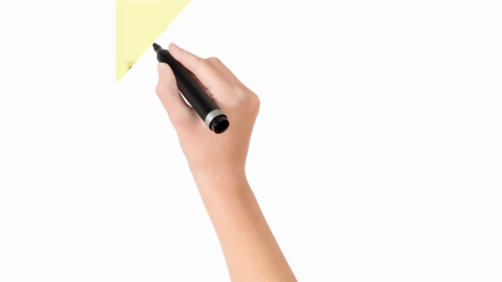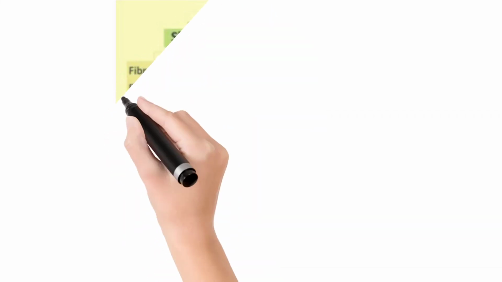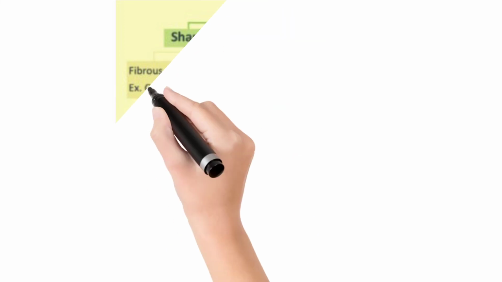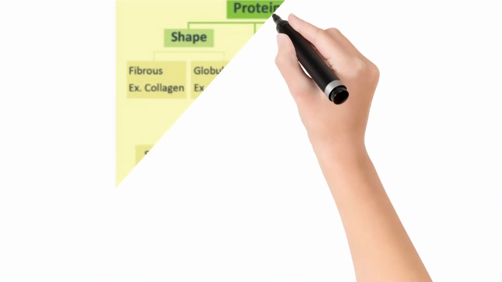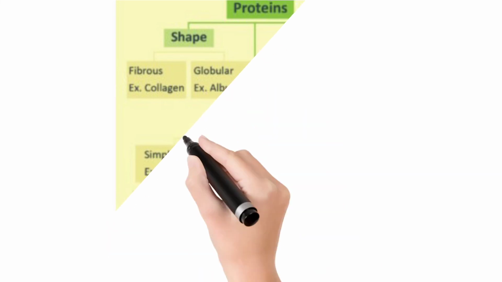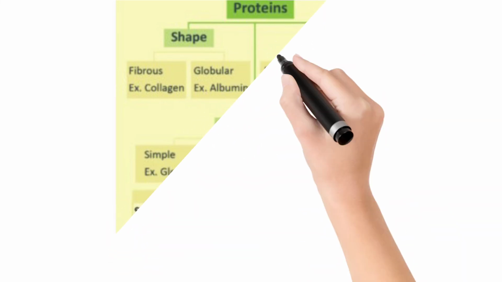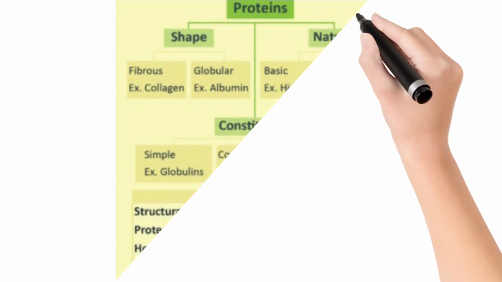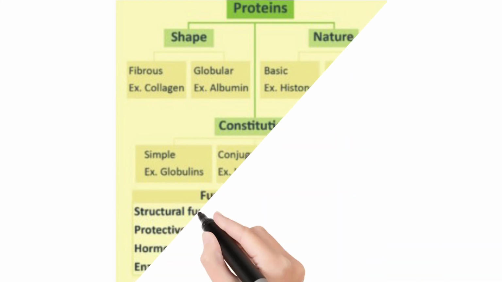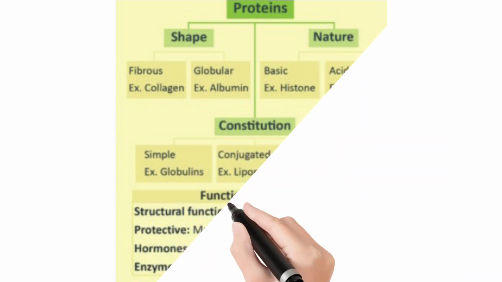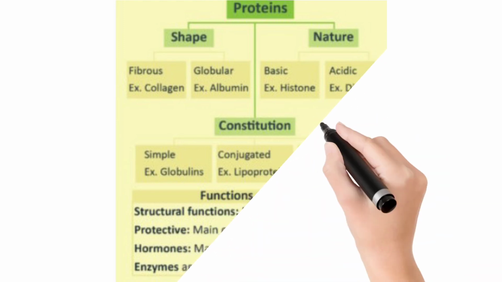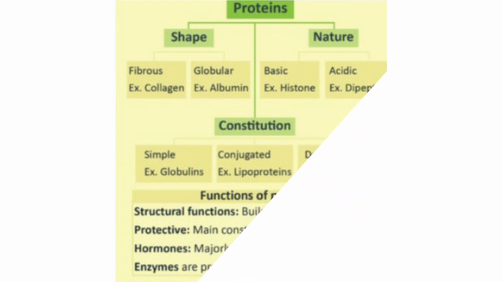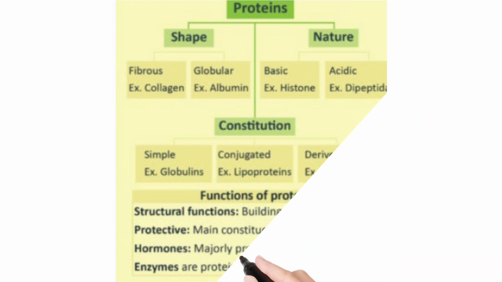Okay, if we talk about the classification of proteins, proteins can be classified on various bases. They can be classified on the basis of their shape, their constitution, then the nature of their molecules. According to their chemical composition, we classify proteins as simple and complex proteins. Okay, simple proteins are also known as homoproteins because they are made up of only amino acids. A few examples of simple proteins are albumin, collagen, and keratin protein, which is present in our hair and in our nails.